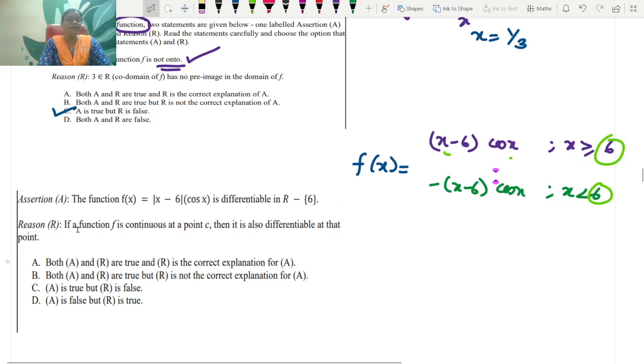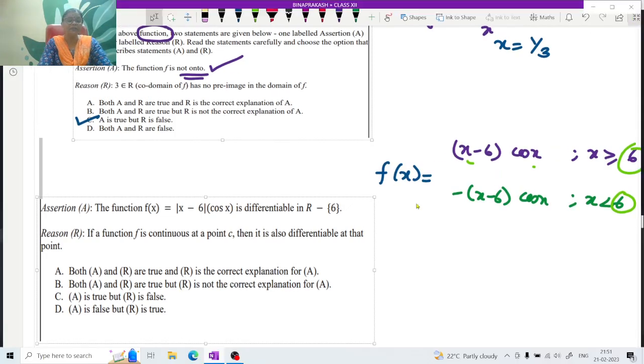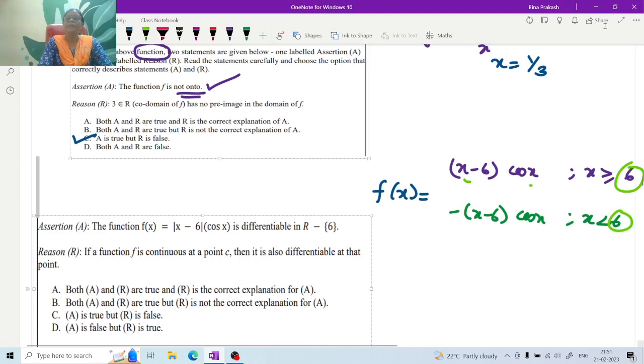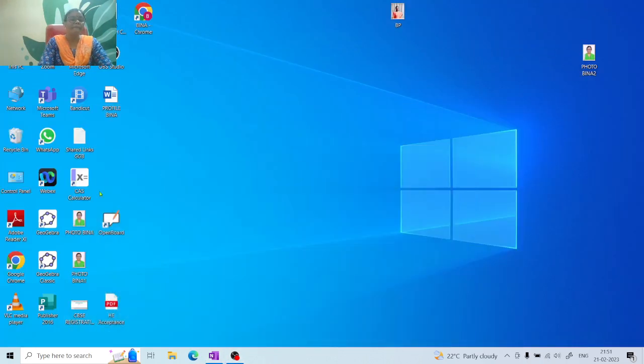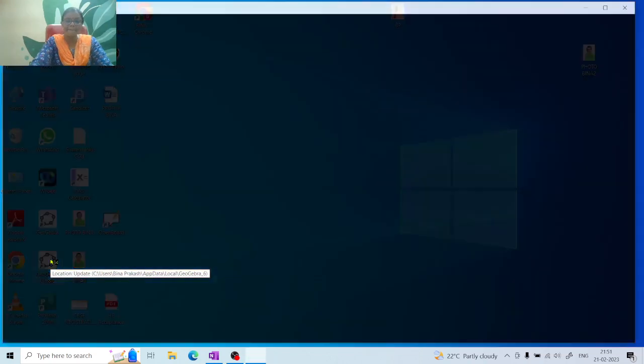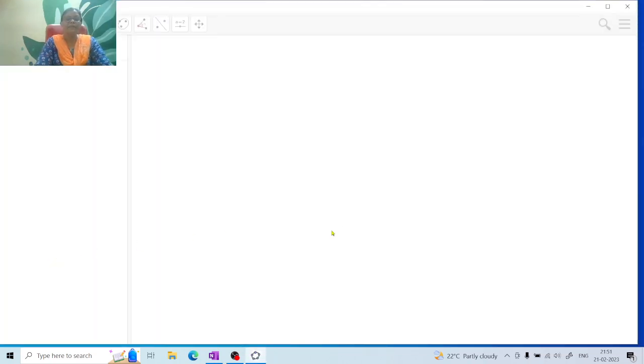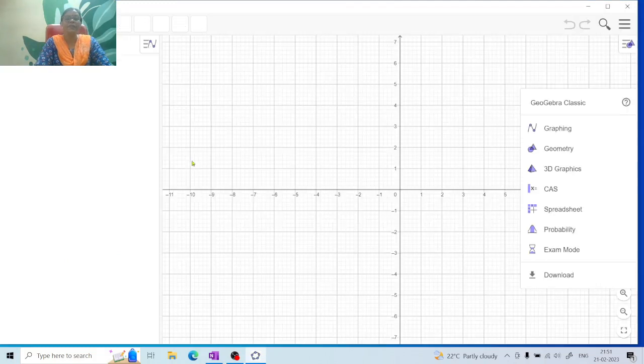But the reasoning that they have given is: if f is a continuous function at c, then it is also differentiable. That is not true. It is continuous, that is true. It is a continuous function. I'll just help you out with this curve. Just a minute. I'll take out this curve. In this, it will be easy for you to understand.